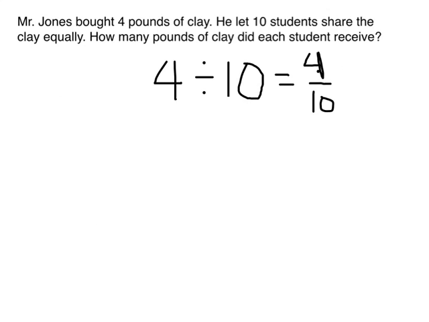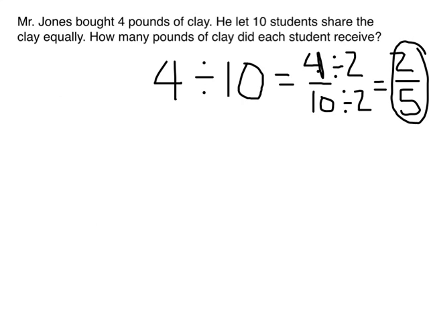Now, do I need to simplify my answer? Yes, 2 goes into both of those numbers. When I divide both by 2, my result is 2/5. Each student receives 2/5 pounds of clay.